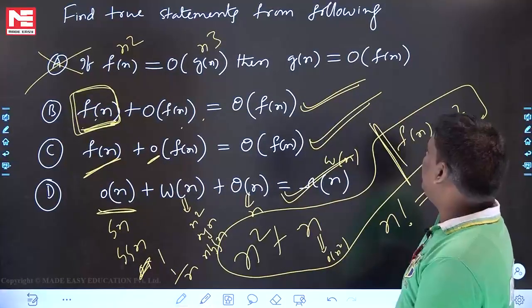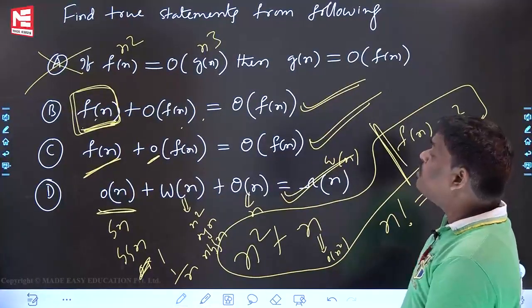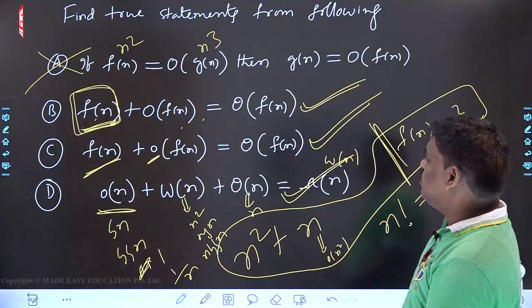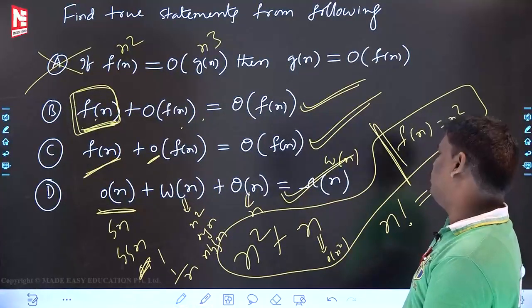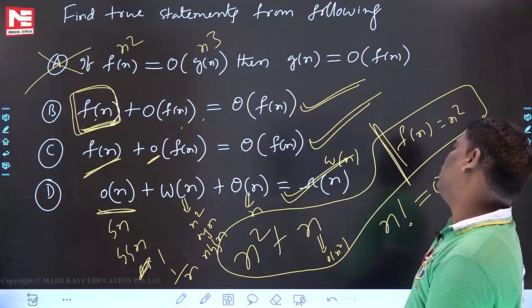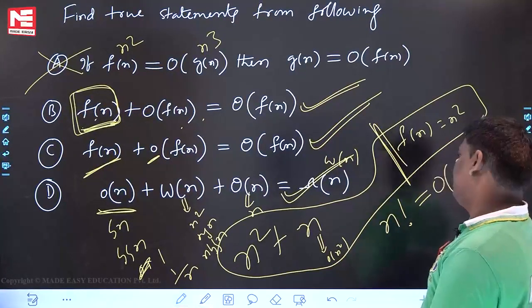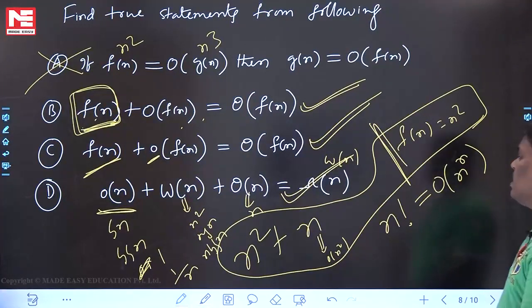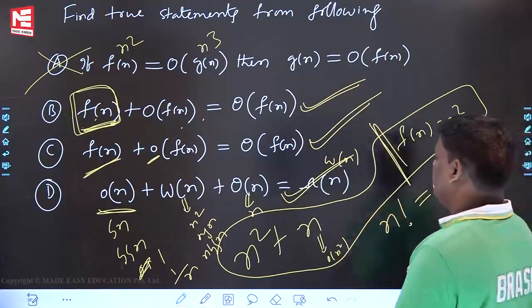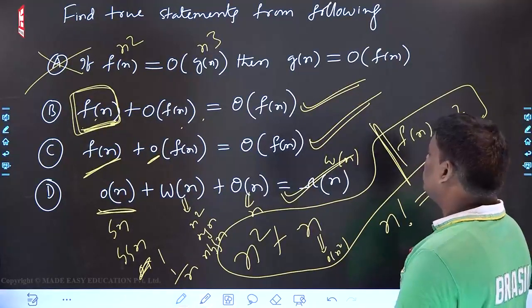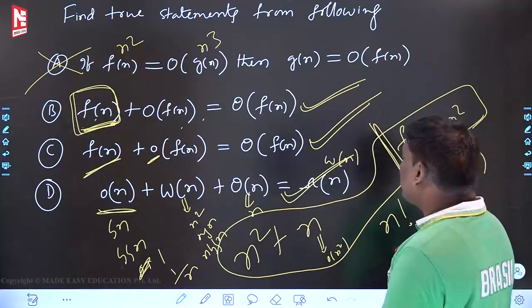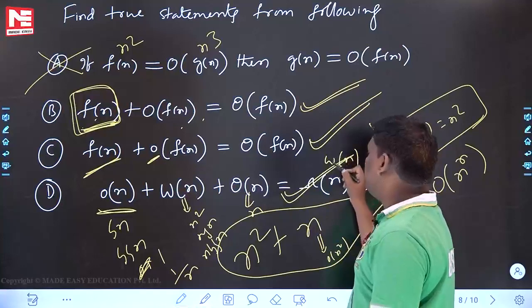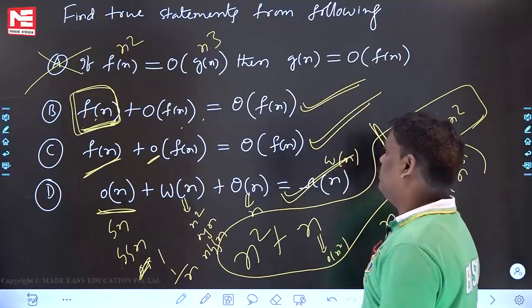Can you help in option A? False. Option B true. Option C true. Option D true. Small omega satisfied means big omega also will satisfy. There is no meaning of small omega satisfied and big omega not satisfied. Small omega means greater than. Big omega means greater than or equal. When a subset satisfies, the superset is guaranteed to satisfy. It is a nice problem.